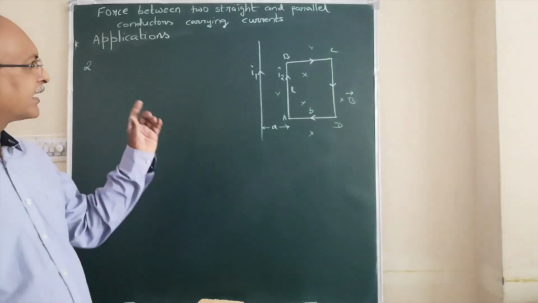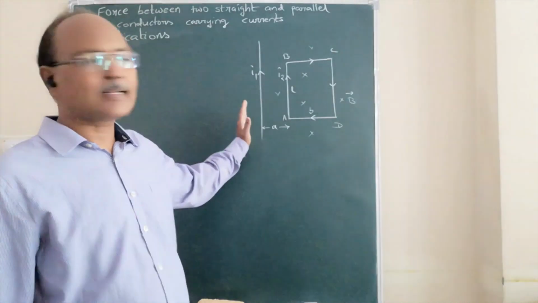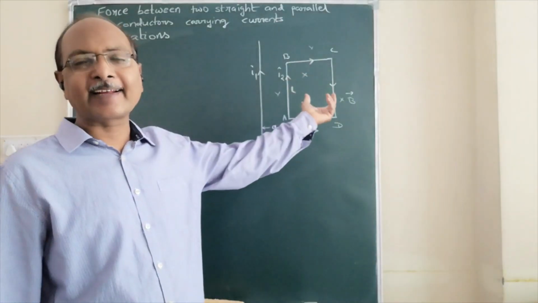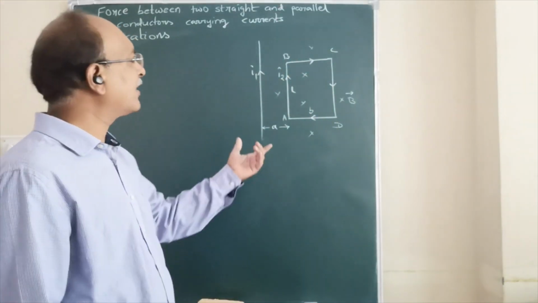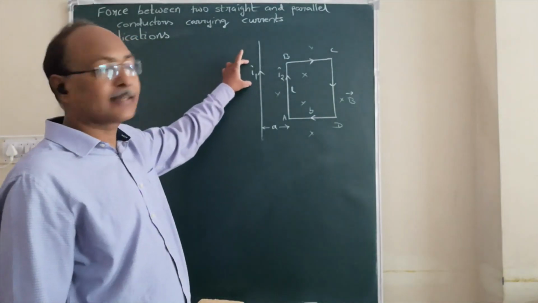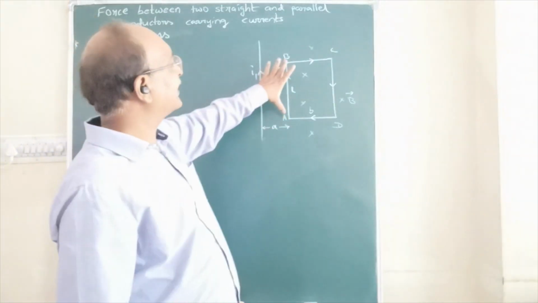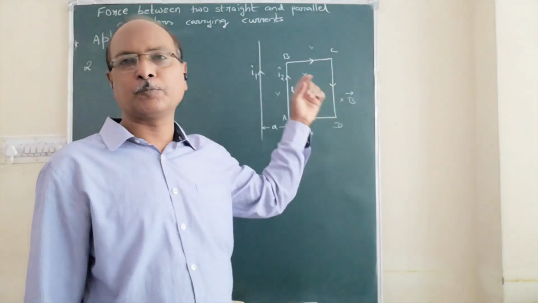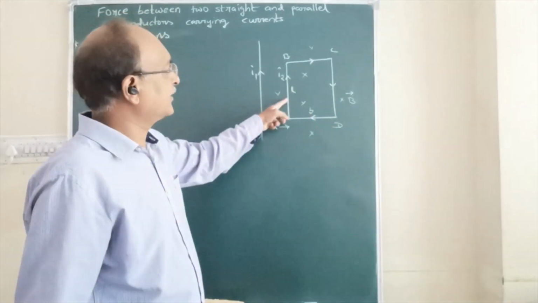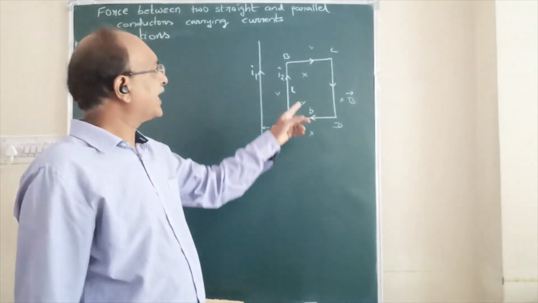Next we consider the force between a current carrying conductor and a loop. A rectangular loop is given here, so we can find the force between them. I1 is the current in the conductor, I2 is the current in the loop. Here L is the length and B is the breadth of the loop. The near end is at a distance of A, and it carries the current I2.